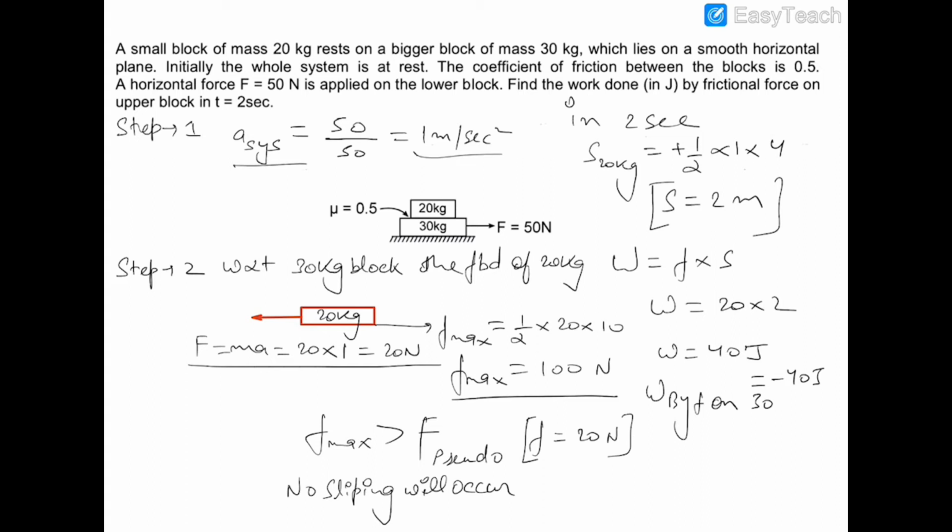So you need to remember one thing, that in these kind of questions in which block is placed over the block, and when there is no slipping occurring between the blocks and they are moving together as a system, then the work done by that internal friction which is acting between these blocks will be 0 for complete system. For individual blocks, that work done would be equal in magnitude and opposite in sign, but for the system of the two blocks, that work done by this friction will be 0. Okay, now we move on to the next question.